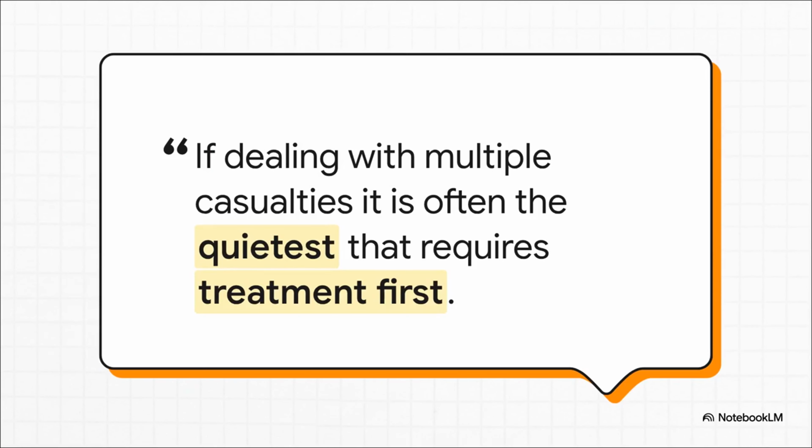It's that straightforward. And here's one final piece of pro advice. If you ever find yourself in a really chaotic scene with more than one person hurt, your gut will tell you to run to the person who's making the most noise. But you have to fight that urge. The quietest person might be quiet because they're unconscious or because they can't breathe. They're almost always your highest priority.